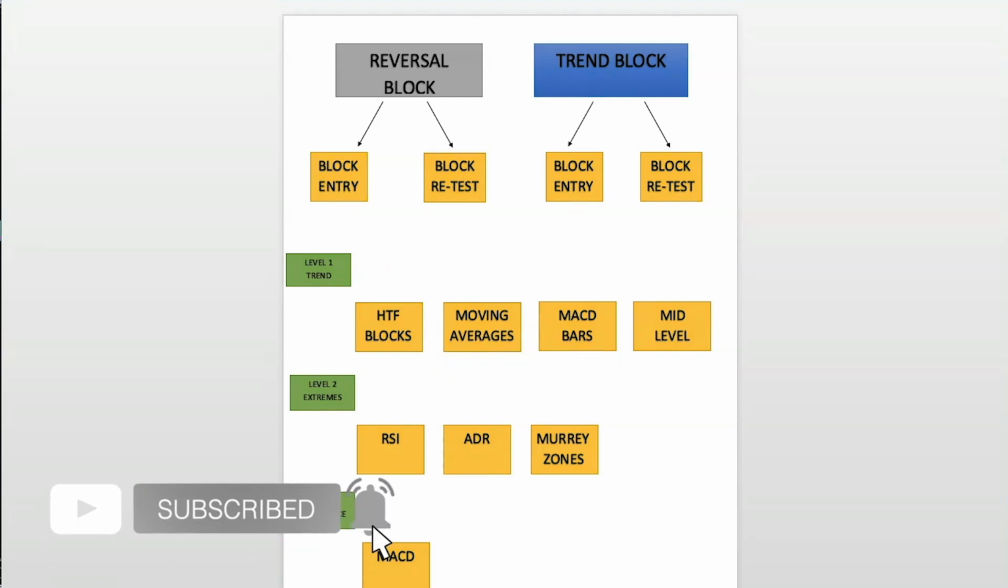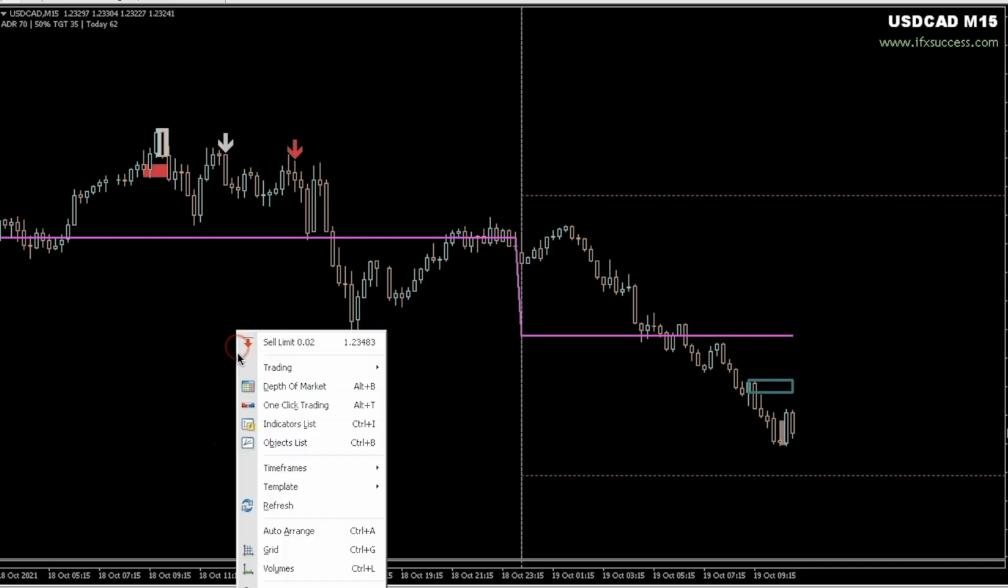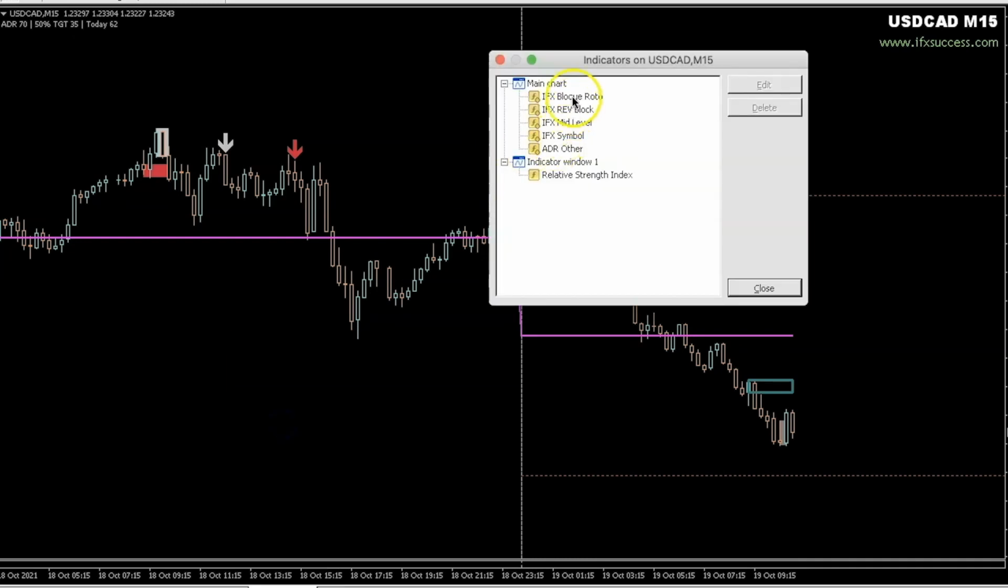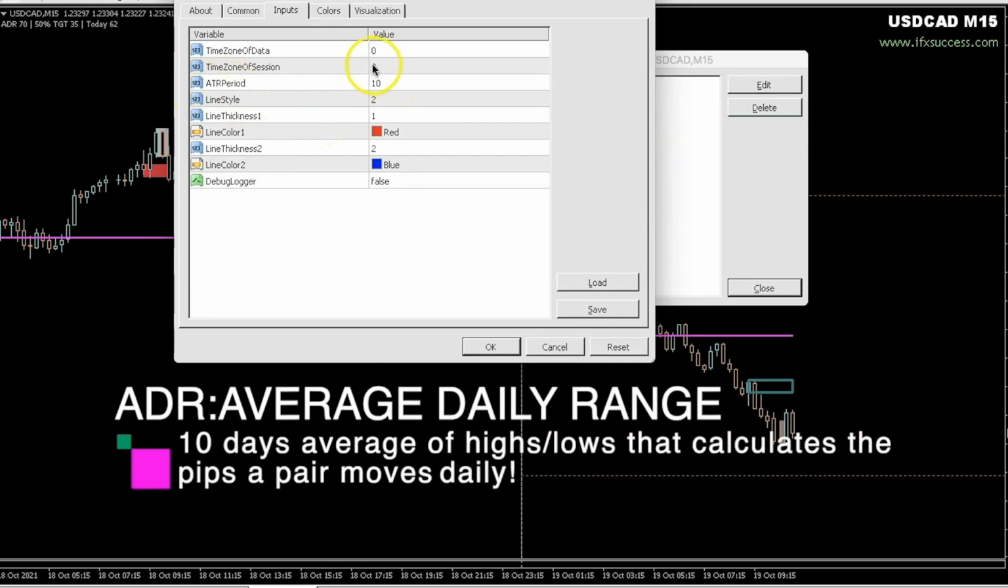The ADR, or the average daily range, is actually very simple. There's an indicator that pretty much gives you all the information already, and I'm calculating it by 10 days. Right over here I'm going to go to my indicators list, and then I have my ADR. Like I said, it's very simple. The ATR period is going to be 10 days, and that's about it. We can change it to 14 days.